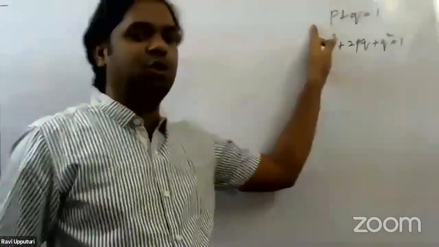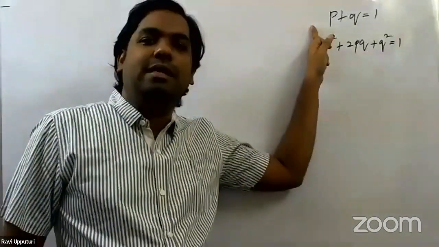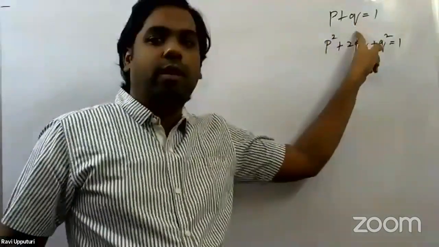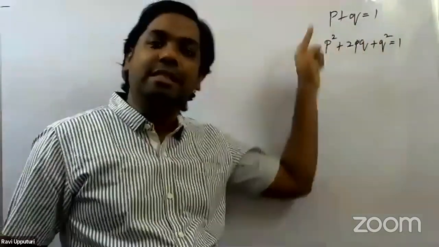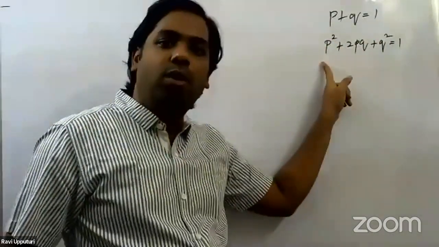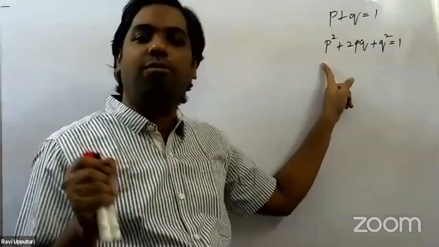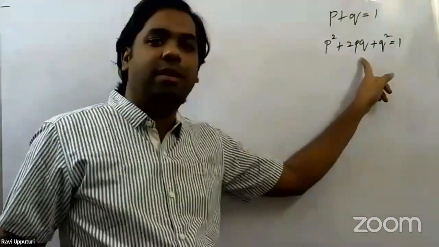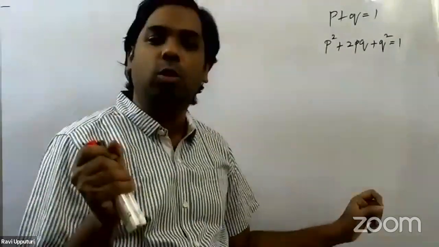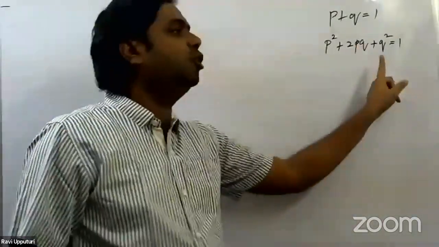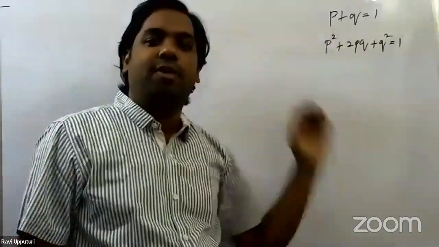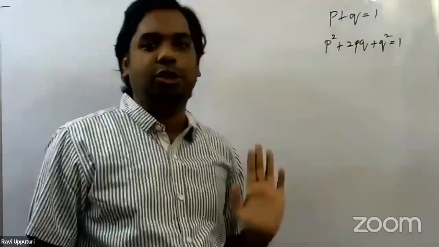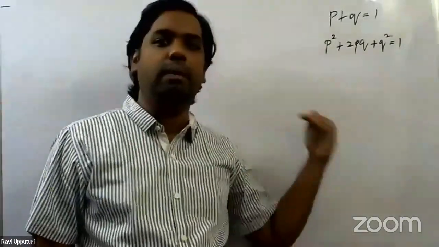Now in this, what does p represent? p would represent the allele frequency of a dominant allele. q would represent the frequency of a recessive allele. p² would represent the frequency of a homozygous dominant genotype. 2pq would represent the frequency of a heterozygous genotype, and q² would represent the frequency of the homozygous recessive genotype. So these are the two expressions I told you to remember in the previous session.